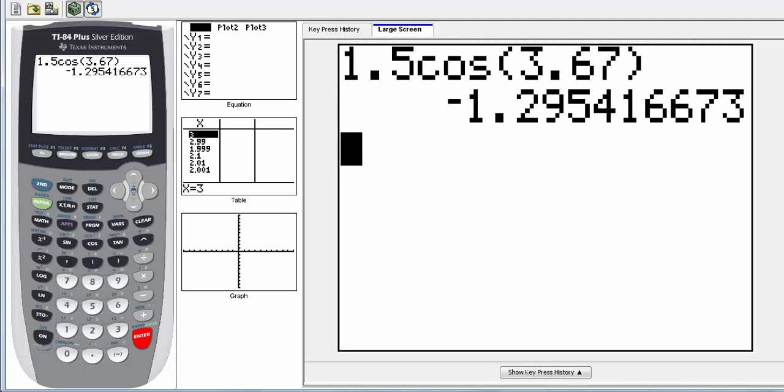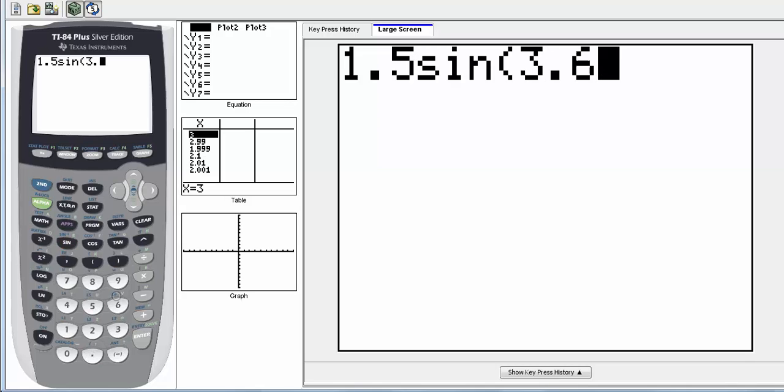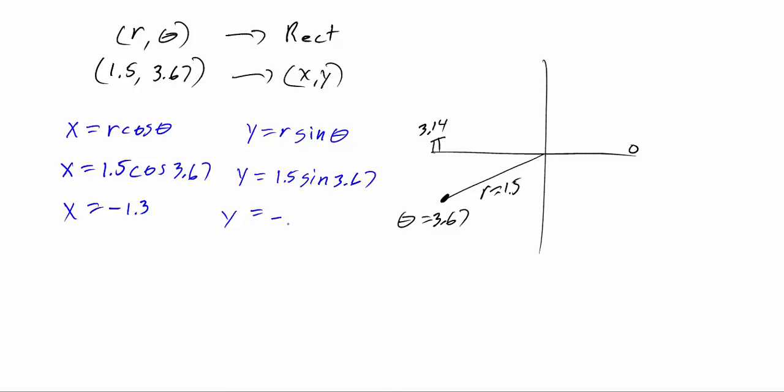So if we go to the calculator, let's clear this out, 1.5 sine of 3.67. And we get a negative, and I'll round it to negative 0.76. Therefore, we would have negative 1.3, comma, negative 0.76. And let's see if that makes sense for rectangular.